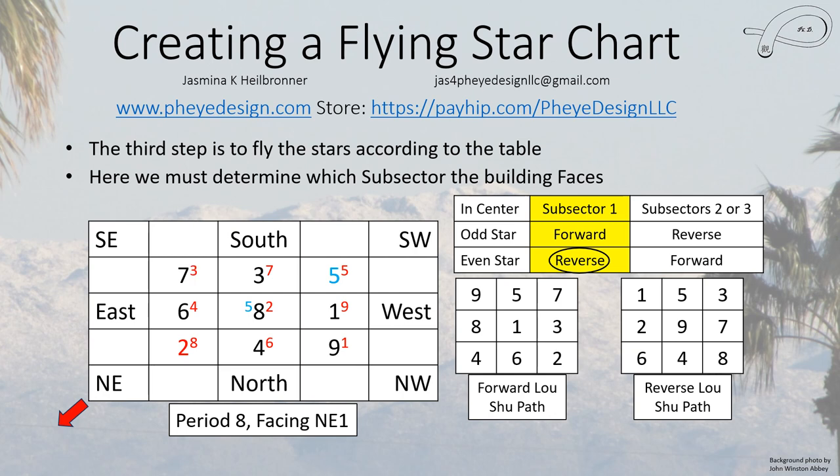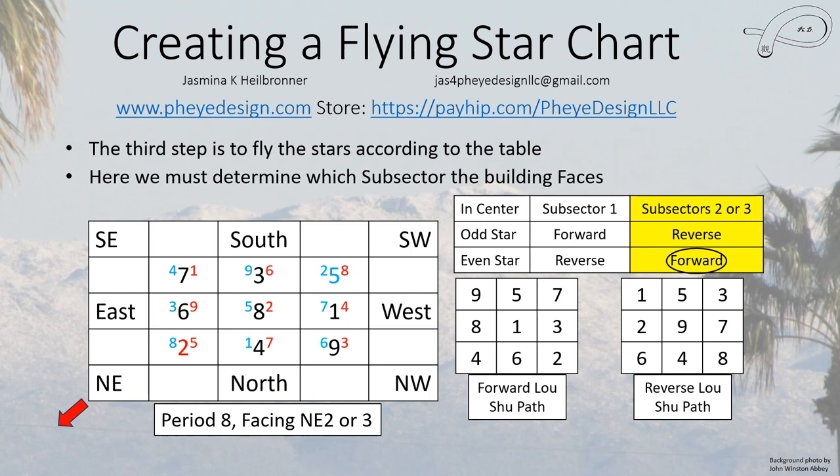Both of these numbers will fly in reverse because it's determined by the base star. And the base star is even. So we have 4, then 3, and then I just filled it out. So we have 2, 1, 9, 8, 7, 6, back to 5. So there's your chart. That's all it takes.